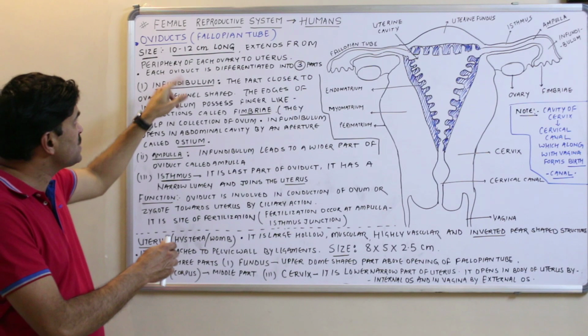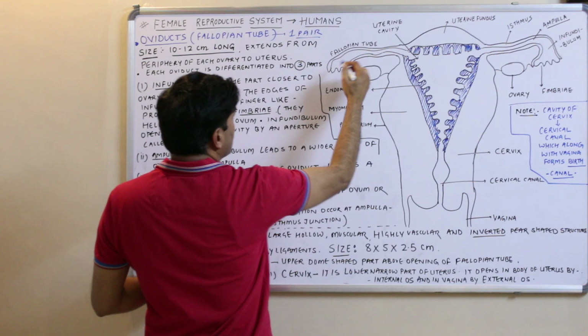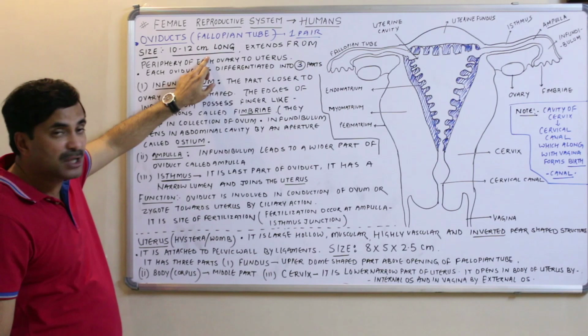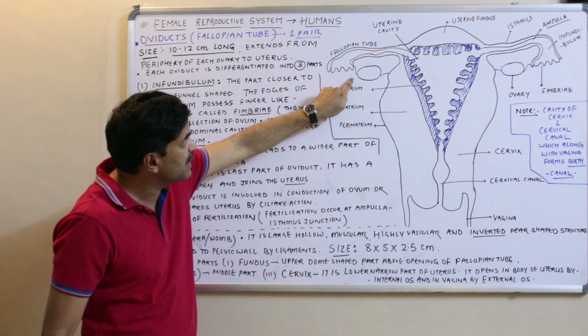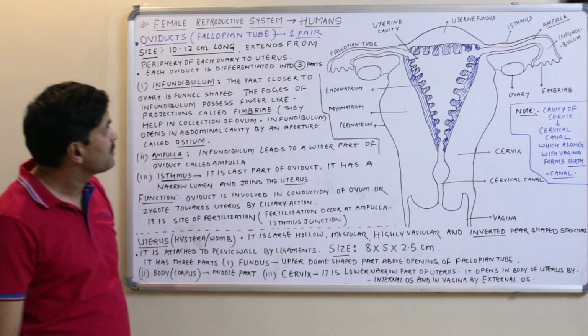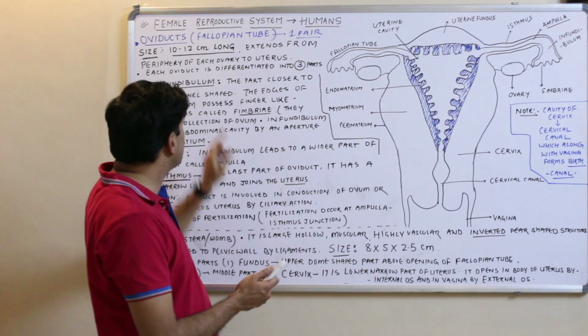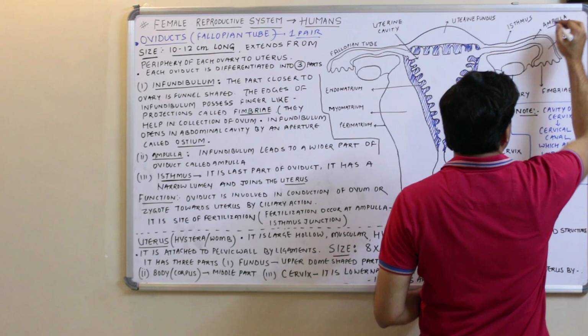Size of each fallopian tube: we know very well that fallopian tube is one pair. This is one, this is another one. Okay. So each oviduct is 10 to 12 centimeter long, and it extends from the periphery of each ovary up to the uterus. And each oviduct is differentiated into how many parts? Three parts. Number one is infundibulum. Number two is ampulla. Number three is isthmus. Okay.